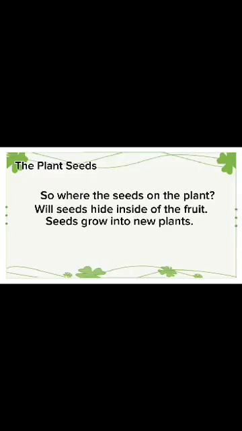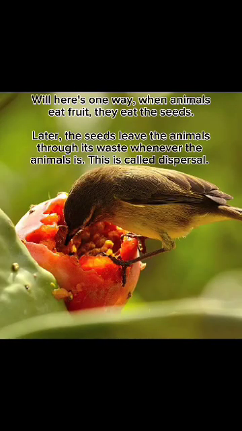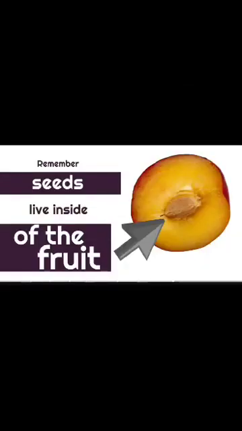So the last part of the plant that we're gonna learn is the seeds. So where are the seeds on the plant? Seeds hide inside of the fruit. Seeds grow into new plants. If you're wondering how that works, well, here's one way: when animals eat fruit, they eat the seeds, then later, the seeds leave the animals through their waste. This is called dispersal. Always remember, seeds live inside of the fruit.